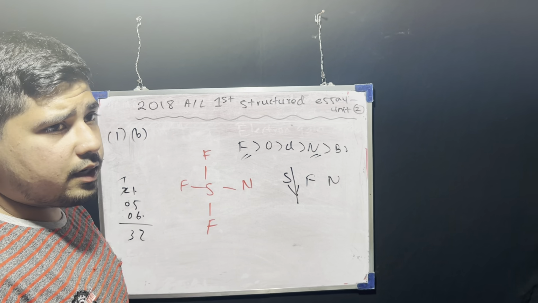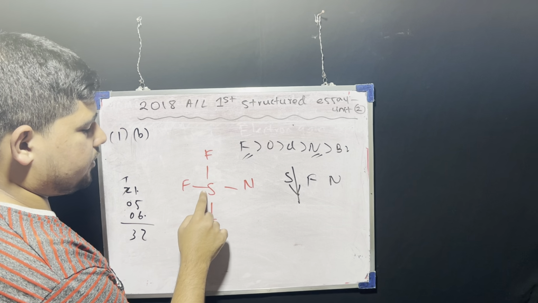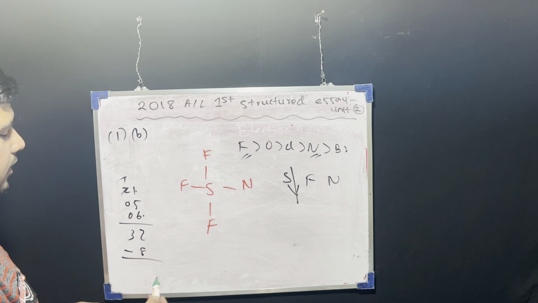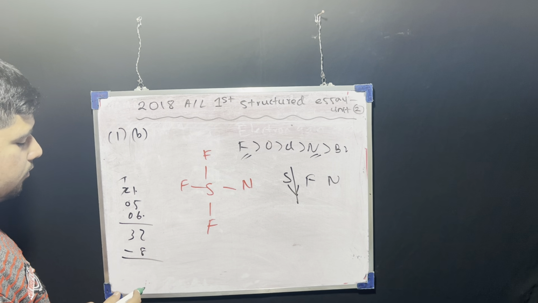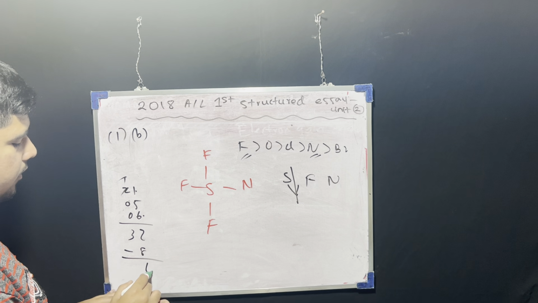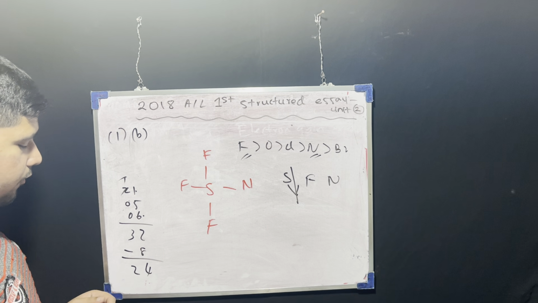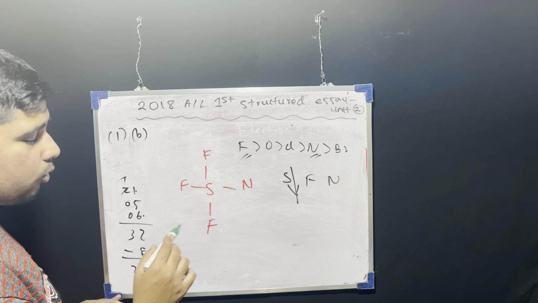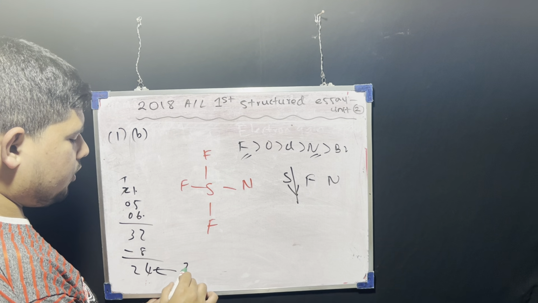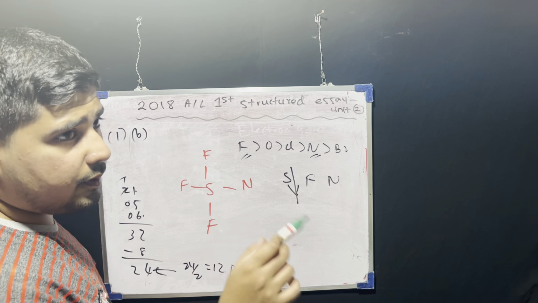Now we should subtract the electrons in the bond pairs. 1, 2, 3, 4, 5, 6, 7, 8, so 8 electrons are in the bonds. From 32, if I minus 8, we get 24. This 24 is the total number of valence electrons remaining. Now how many pairs of valence electrons? 24 by 2, that is 12 pairs of valence electrons.